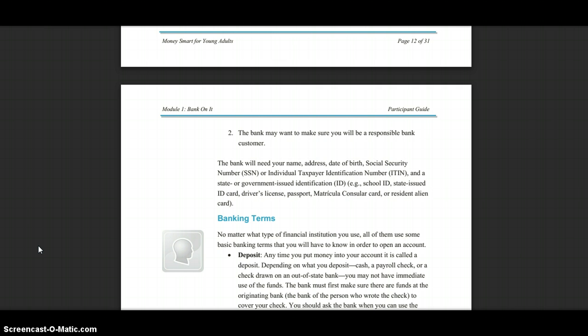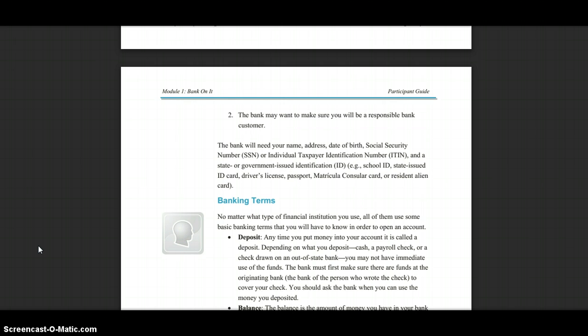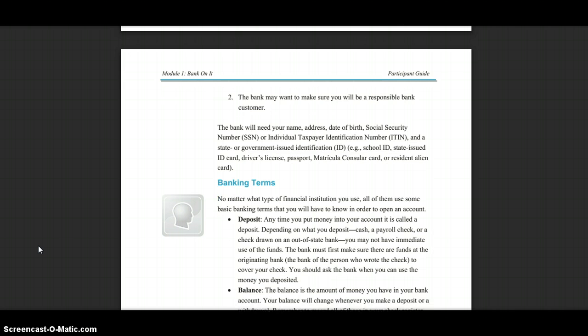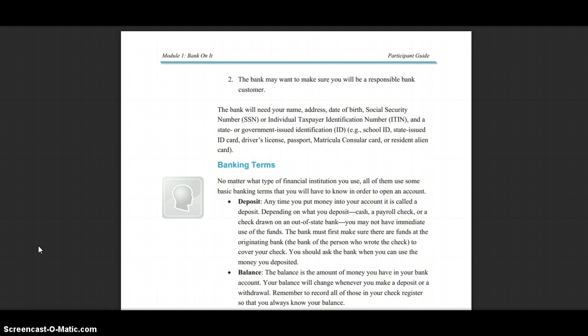The bank must first make sure there are funds at the originating bank, the bank of the person who wrote the check, to cover your check. You should ask the bank when you can use the money you deposit. Balance. The balance is the amount of money you have in your bank account. Your balance will change whenever you make a deposit or a withdrawal. Remember to record all of those in your check register so that you always know your balance.